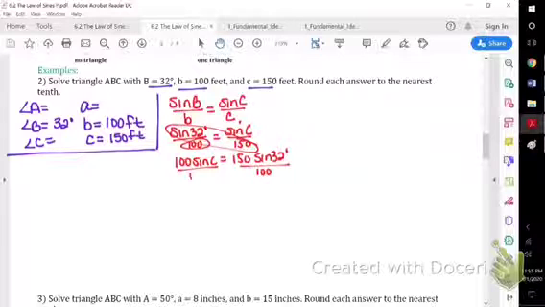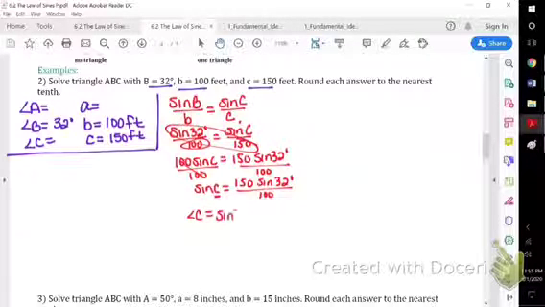Divide by that 100. So we have sine C equals 150 sine of 32 degrees over 100. Now, if you wanted to put that in your calculator and get an estimate, you could, but we're still after angle C, remember? And so to get an angle, we're going to do the inverse sine. So I'm going to take the inverse sine of that fraction.